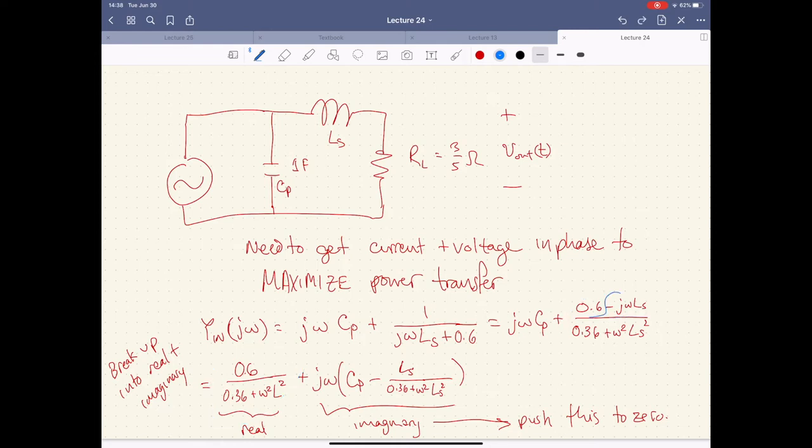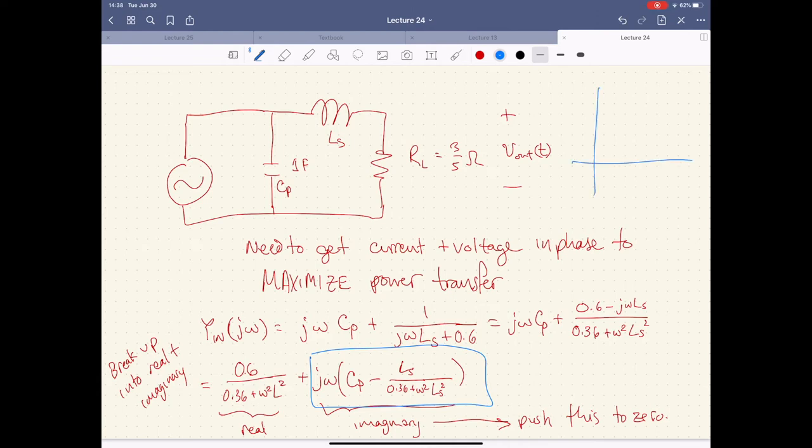And then we take this business plus this business right here, because that's all imaginary. It's got that J in there, right? And the reason we did this operation from here was so that we would have a nice J in the numerator, so that we could do just this. So now all we need to do is push this to zero, and that will get rid of that imaginary component for us. And what will that do?